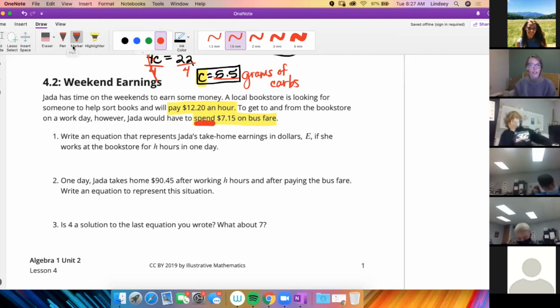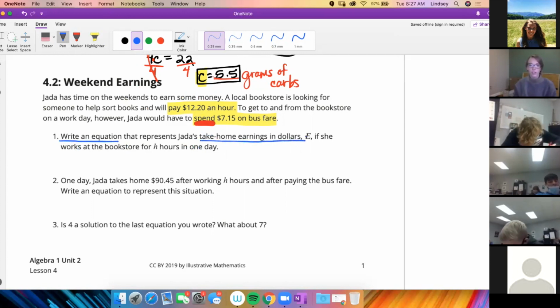All right, and then it says write an equation that represents Jada's take-home earnings. And what variable are we going to use to represent take-home earnings?